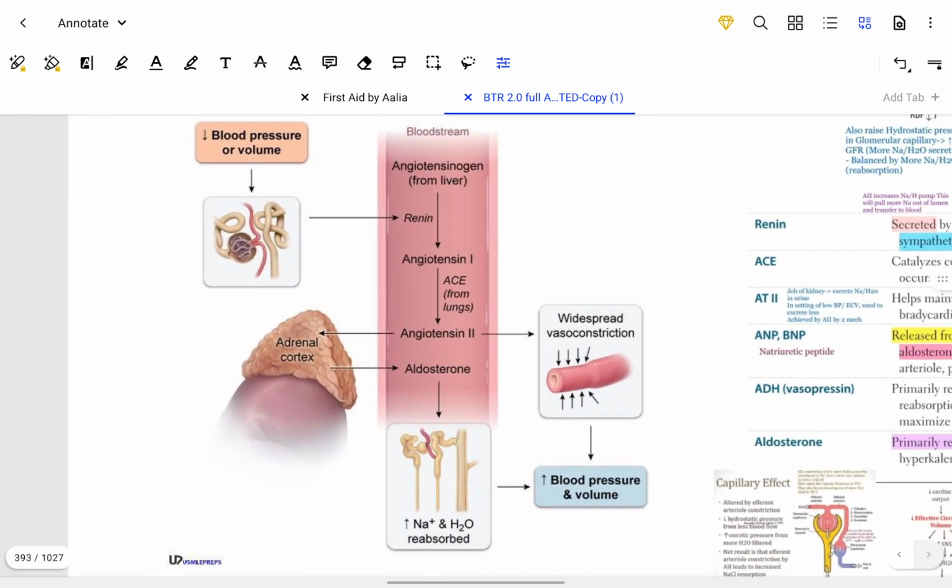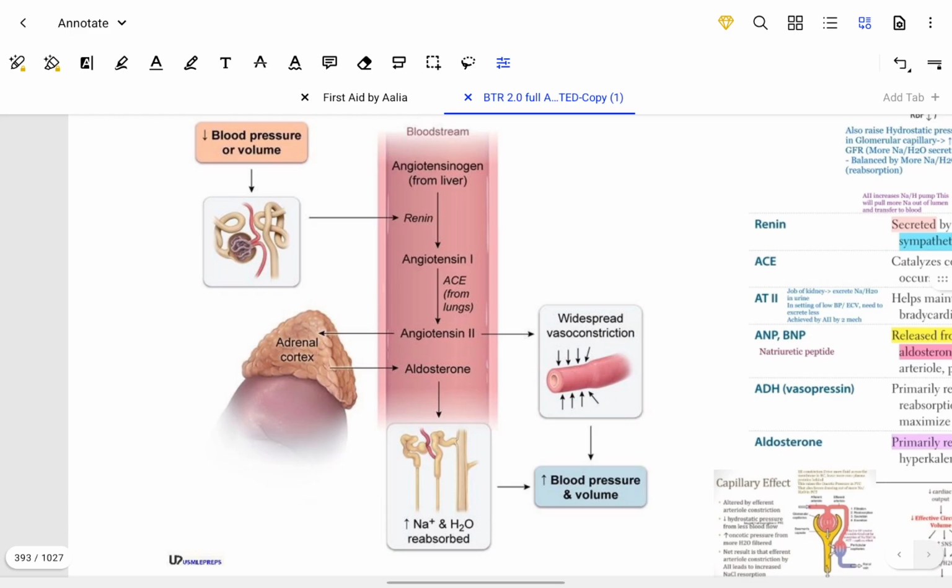So angiotensinogen comes from the liver, and from the juxtaglomerular cells we have renin. Angiotensinogen is converted to angiotensin 1. Now ACE from the lungs converts angiotensin 1 to angiotensin 2. Then angiotensin 2 acts on the adrenal cortex and on the blood vessels; it causes vasoconstriction, and it increases blood volume and BP.